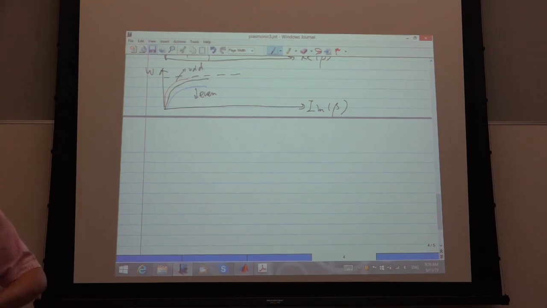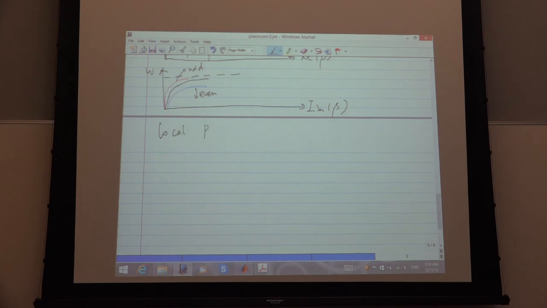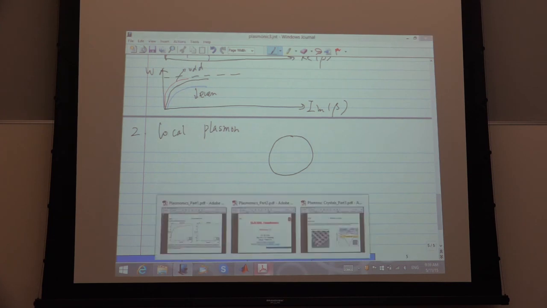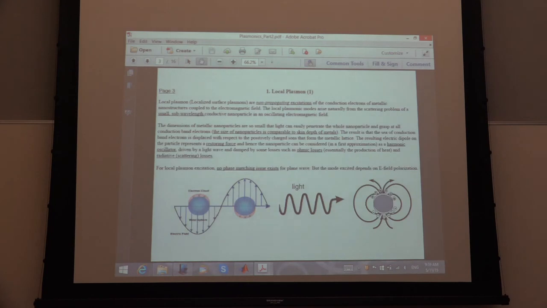Okay, so this is something I talked about in the last lecture. In the last lecture, I also talked about the localized plasmon. I also talked about it in lecture. This is for a nanoparticle, the localized plasmon of a nanoparticle.